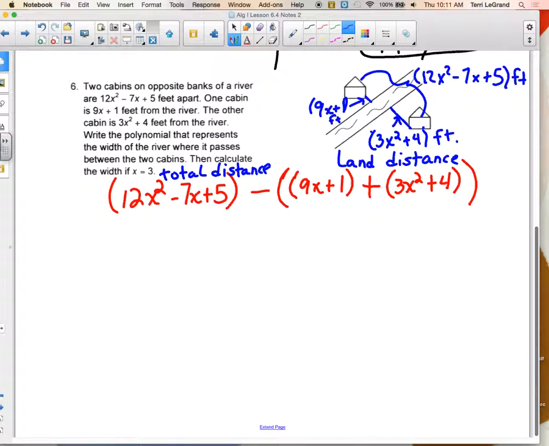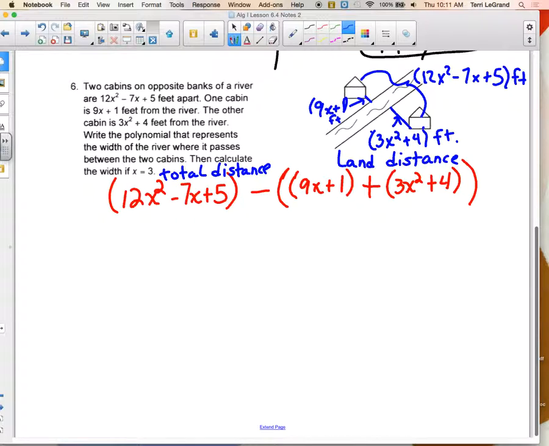He's adding the two distances from each cabin to the river. Add those together, that gives you the total land distance. If you take the land distance away from the total distance, should it give you the water distance, or the river width? Okay, so let's do it then.